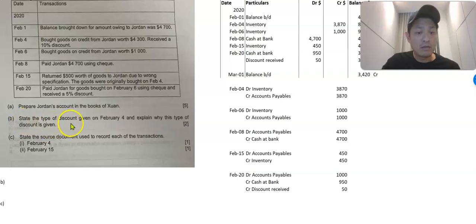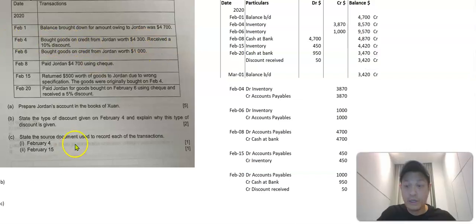State the types of discounts given on February 4th and explain why this type of discount is given. So February 4th, you bought goods, the list price, which is the original price, is 4,003, but you receive a 10% discount on this date. And the question asks, why do they give this type of discount, right? So what type of discount is it in the first place? It's called a trade discount.